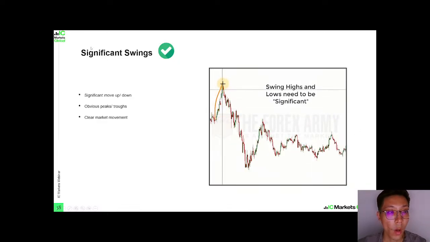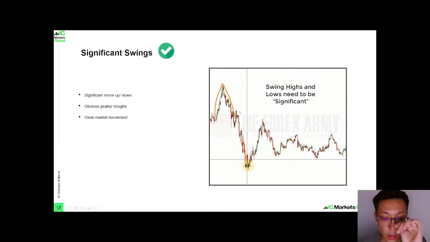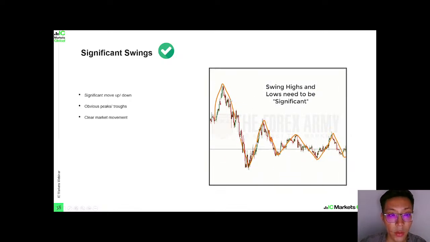So what are significant swings? Significant swing highs move up and down clearly. We have obvious peaks and troughs, and clear market movement. Swing highs or lows need to be significant enough, and it's very easy to spot all these significant swings.